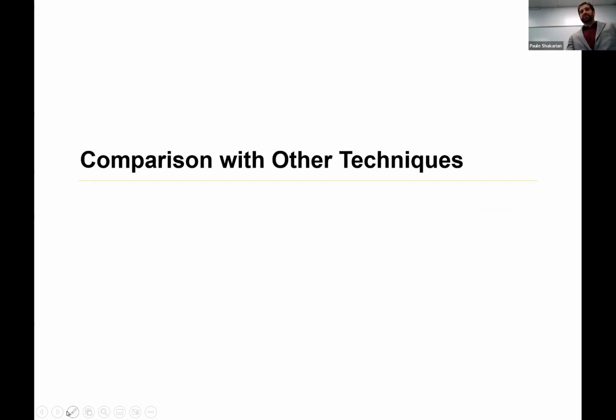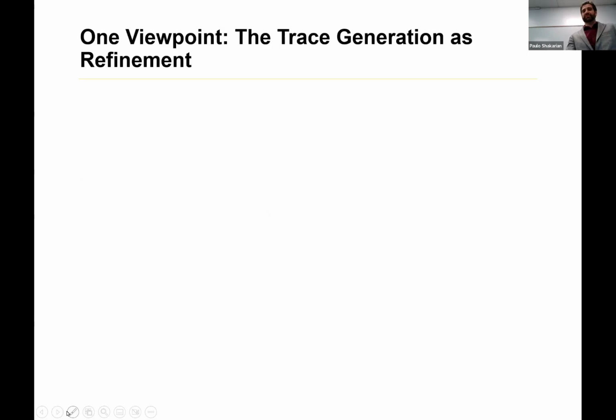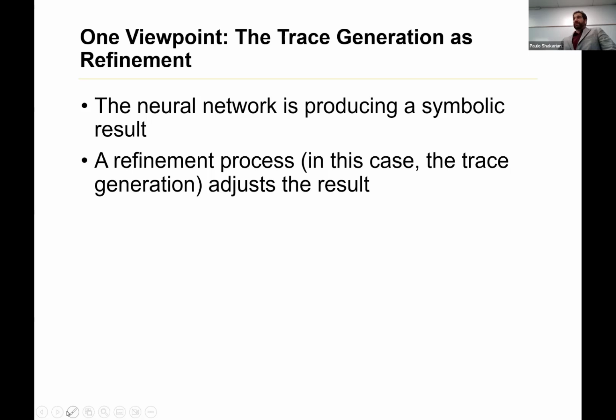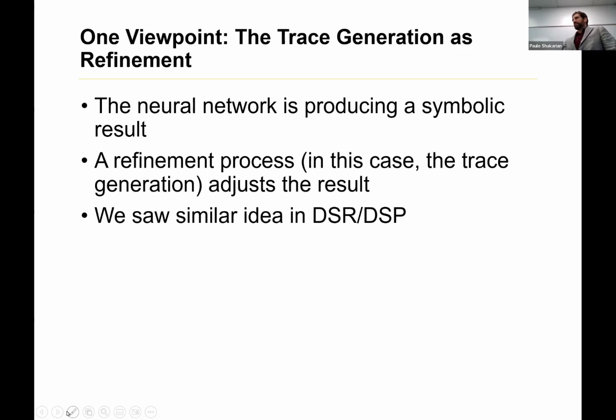Just to wrap this part of the chat up, I put a couple notes on comparison with other techniques. And I think what was most interesting to me about this paper, again, was the idea of refinement, and I like the iterative notion. And I think the loss function idea is probably a nice step in the right direction, especially when the underlying thing you're using is a black box model. So, neural network produces a symbolic result, and the refinement process is just adjusting that.